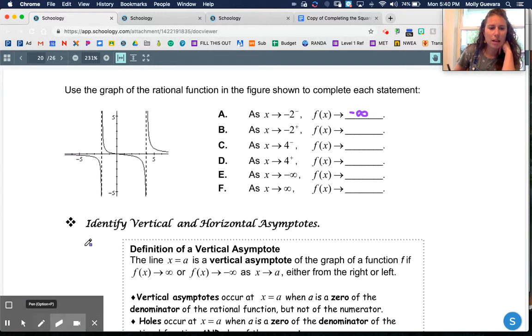Okay. Now let's look, as I approach -2 from the right, right? My graph is increasing, increasing, increasing, and it continues to go up. So as I approach -2 from the right, I'm going to positive infinity.